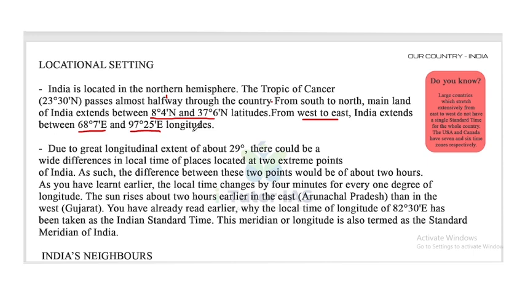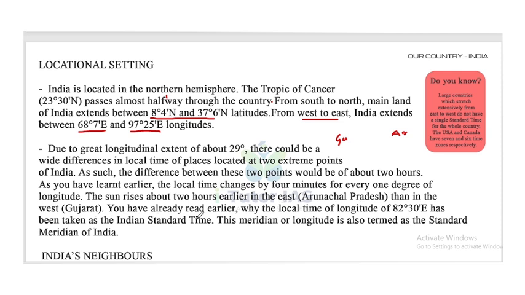Due to the great longitudinal extent of about 29 degrees, there could be a wide difference in the local time of places located at the two extreme points. As such, the difference between these two points would be about 2 hours, that is, between west Gujarat and east Arunachal Pradesh. The sun rises about 2 hours earlier in east Arunachal Pradesh than in west Gujarat.